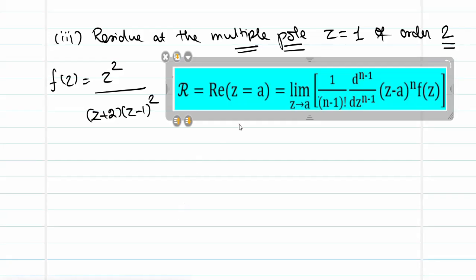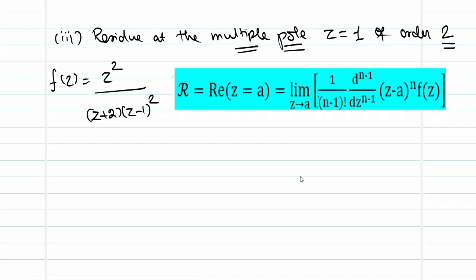The formula says residue is given by limit z tending to a, 1 by (n minus 1) factorial, d power n minus 1 by dz power n minus 1, (z minus a) power n into f of z. Now what is required? We want residue at z is equal to 1. My n is equal to 2. So this is going to be limit z tending to a, which is going to be 1.